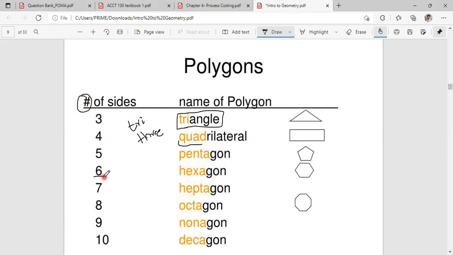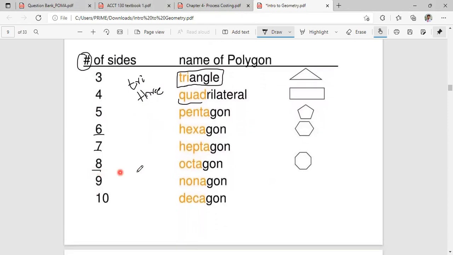If it has 6 sides, it is called a hexagon. If it has 7 sides, it is a heptagon. If it has 8 sides, it is called an octagon, 9 sides is a nonagon, and if it has 10, it is called a decagon. So each name reflects the number of sides.